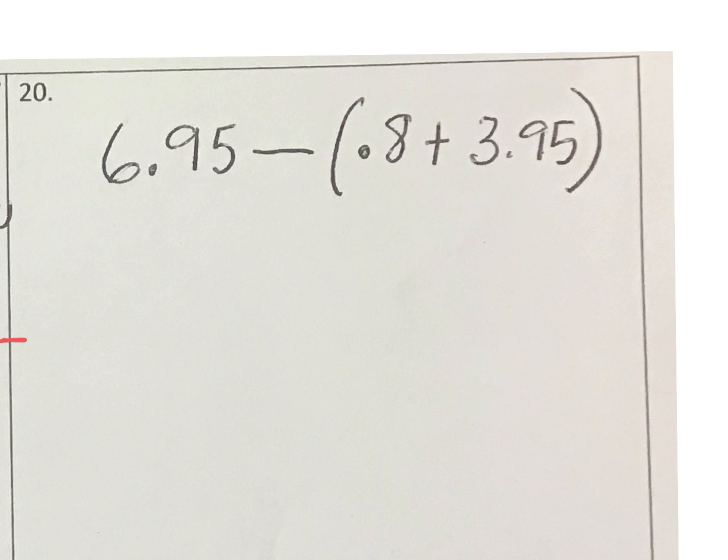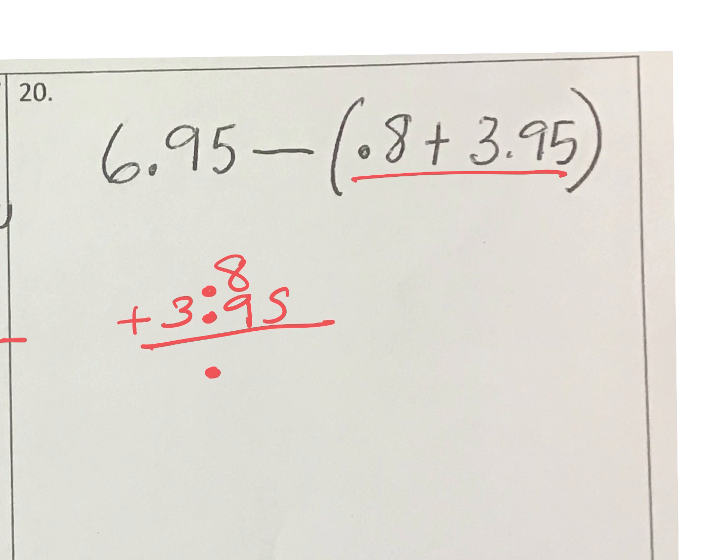All right, last one. Order of operations. I know I have to do this first. So I do 0.8 plus, line up my decimals, 3.95. Then I drop my decimal. I can put a 0 here and a 0 here. 0 plus 5 is 5. 8 plus 9 is 17. 3 plus 1 is 4. Okay, so this right here is 4.75.